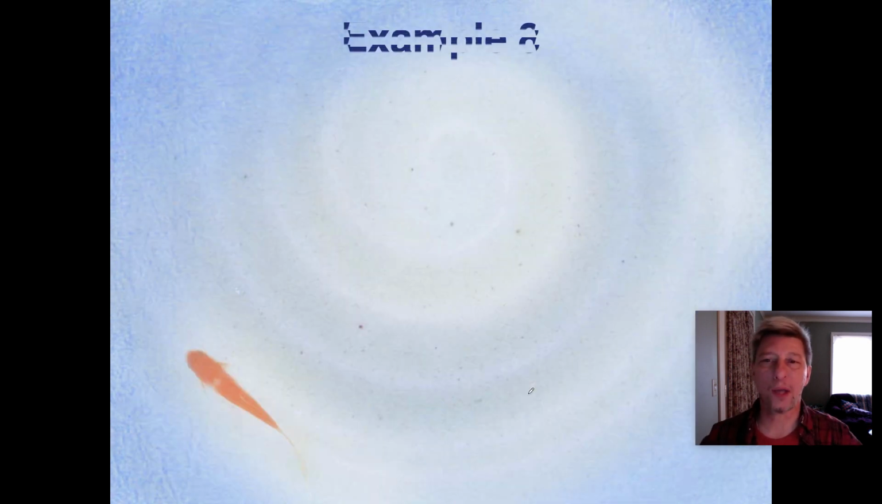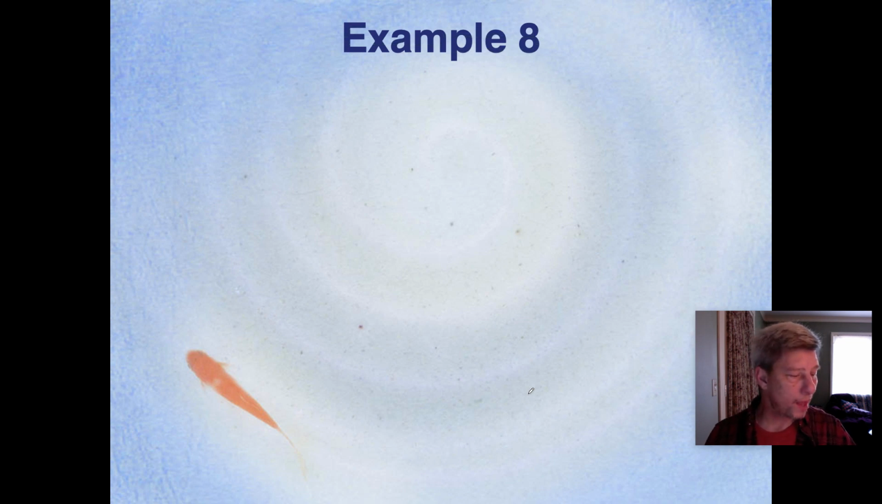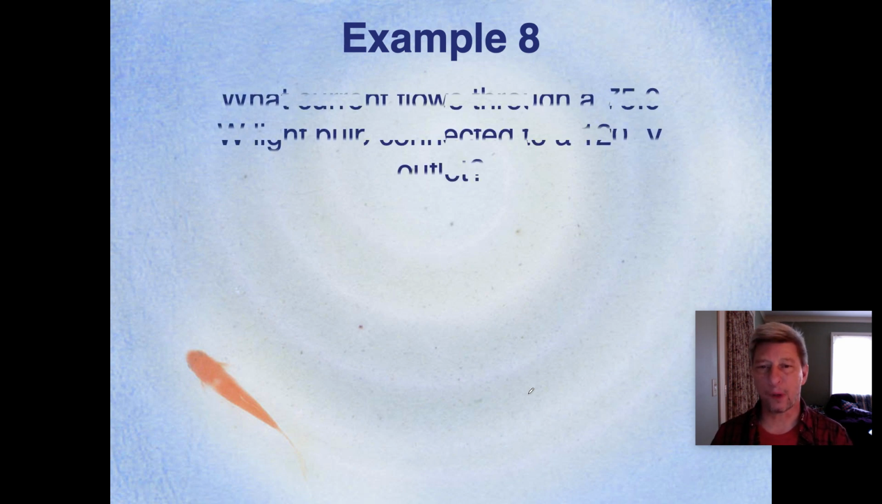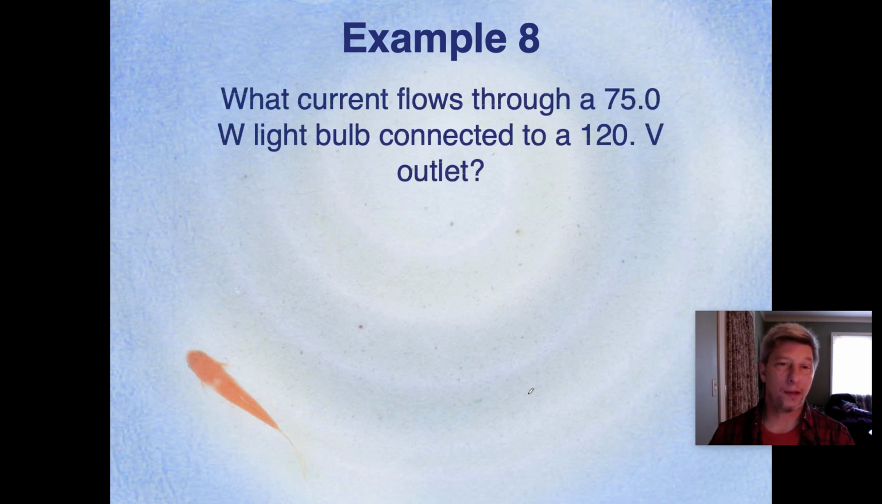example problem? Okay, so that brings us to example number 8 here. And the question is going to be to calculate how much power comes out of or is used by a light bulb. All right, so in this case, specifically, we say what current flows through a 75-watt light bulb connected to a 120-volt outlet? Okay, what current flows through a 75-watt light bulb connected to a 120-volt outlet?